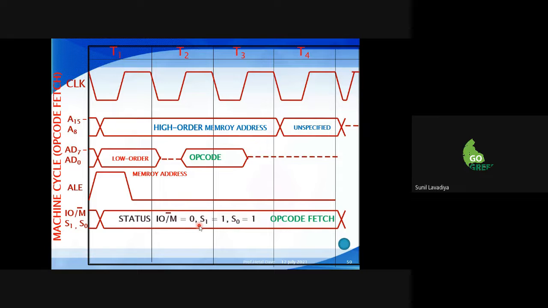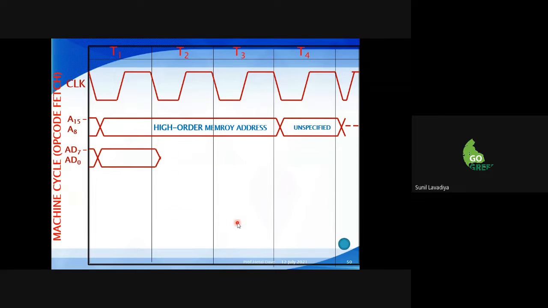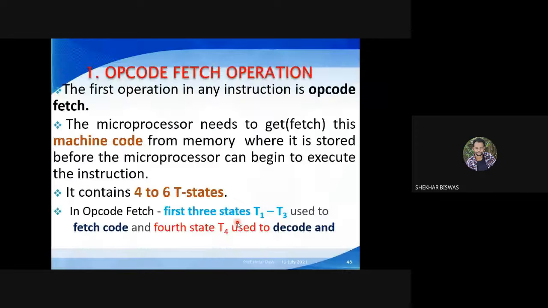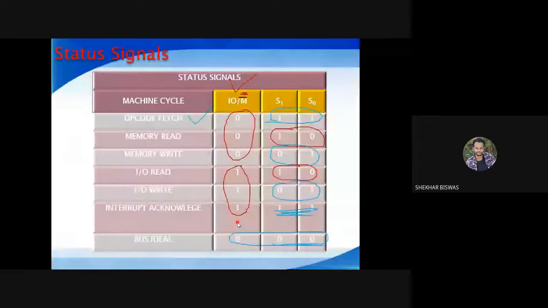As we had discussed, if the operation is related to, for example, 0 here, that represents the operation is related to the memory part. And if it is 1, then it is with which thing? 0 and 1 means the memory read part operation, right? And for opcode fetch, 0 and 1.